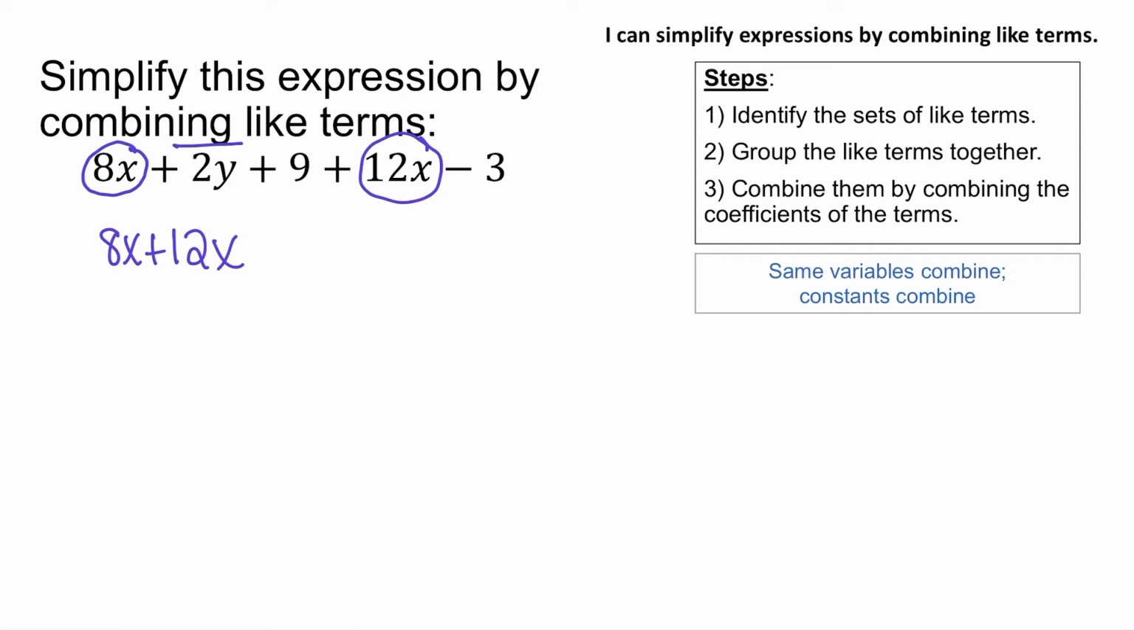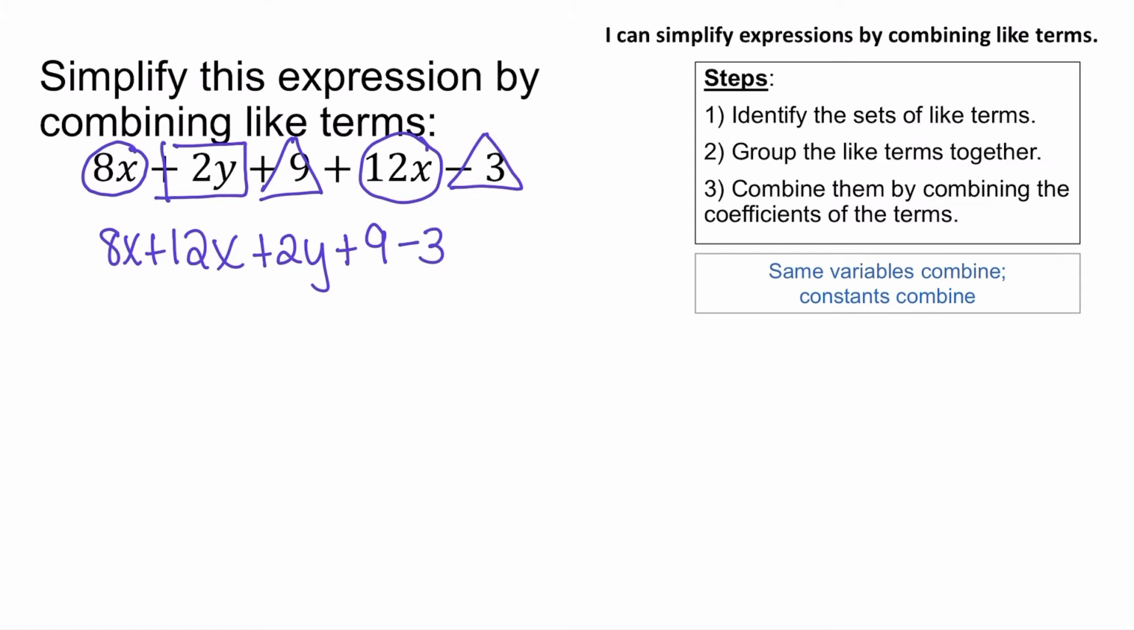Now my next term is my 2y. So I have no other terms with a y in them, so I'm just going to leave that 2y by itself. Now I have this 9 term, which is a constant term, and if I scan my problem, I find that this minus 3 is another constant term. It's very important to remember that when you're rewriting this problem, the sign that is in front of the term in the original problem must stay with it. So this 9 is going to be a plus 9, but that minus has to stay with the 3.